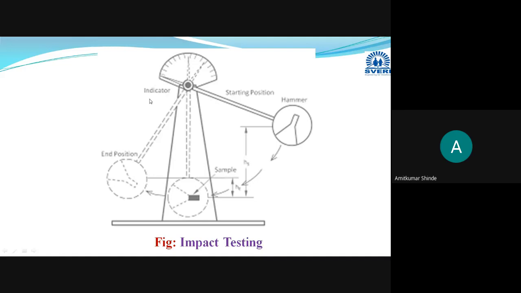Otherwise you can take the help of this indicator, and by using the initial or starting position of the hammer and the end position of the hammer, and the concerned reading on this indicator, you can calculate the toughness, the amount of energy absorbed by that particular plastic material due to the impact before the fracture. Okay, this will be the impact testing, and generally we use Izod impact testing for checking the toughness of that particular plastic material here.